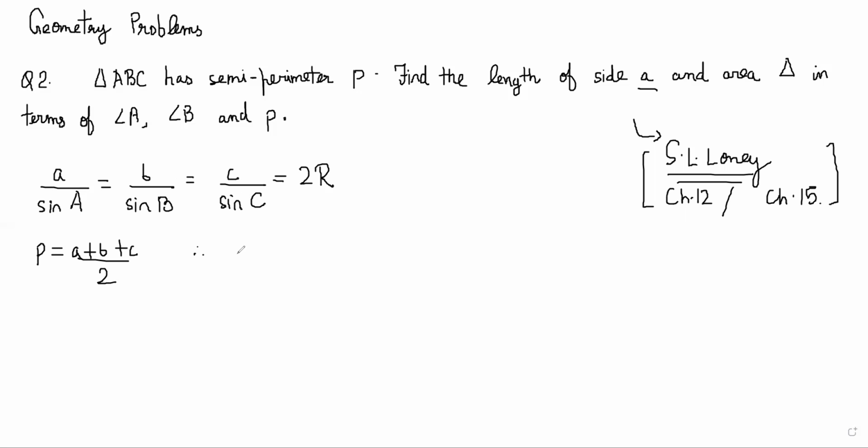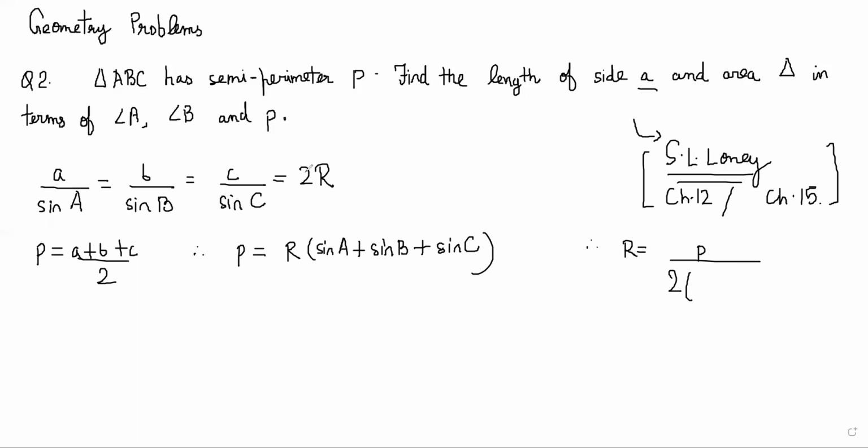So therefore, what we can write is a is 2R sine A, b is 2R sine B, and c is 2R sine C. Therefore, P will become R common, sine A plus sine B plus sine C. And what you can do now is you can write R in terms of P.